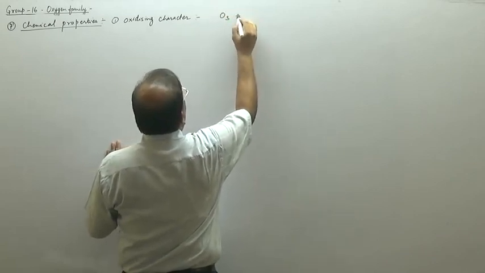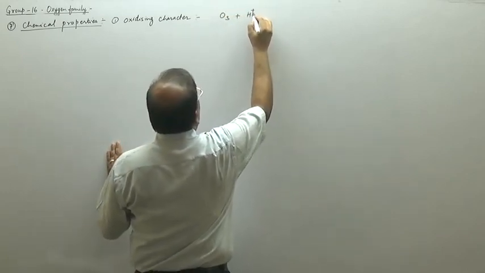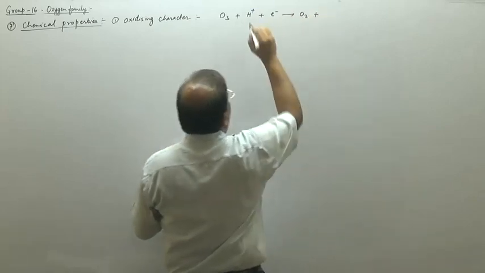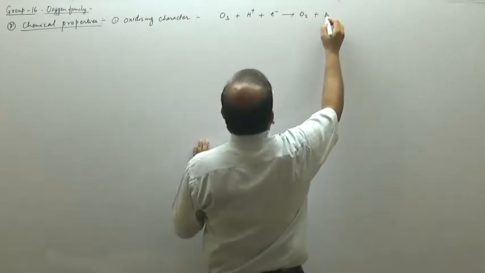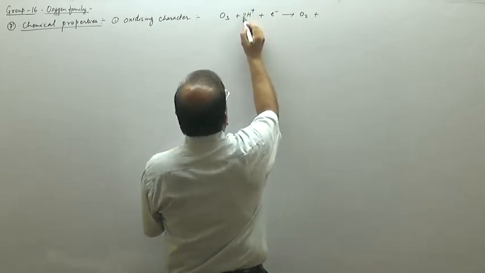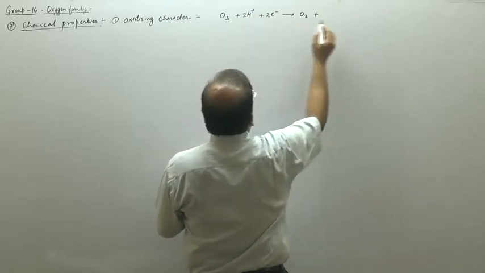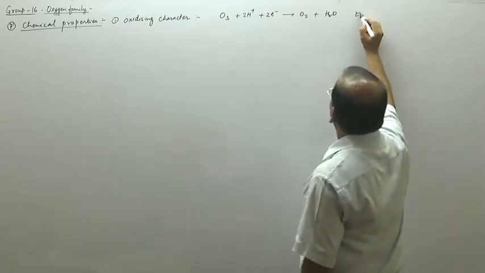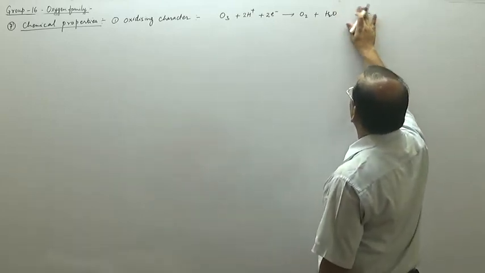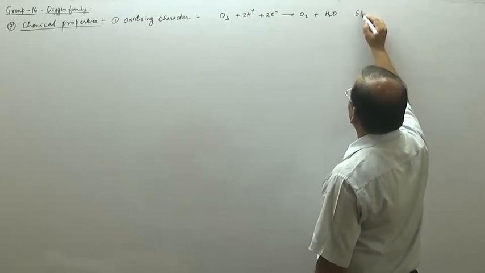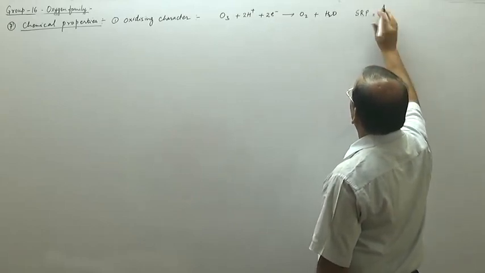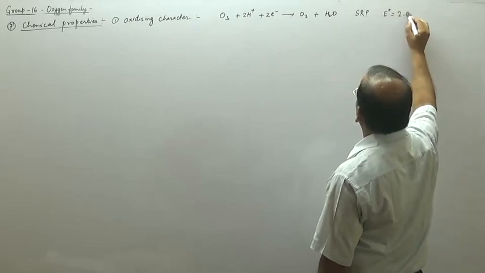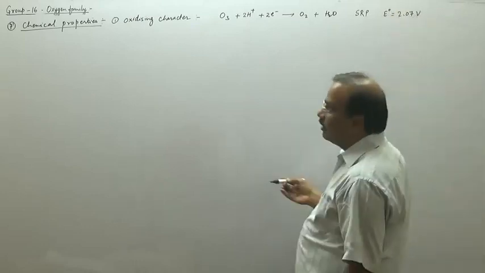So O3 when treated with acid, that is H plus plus electrons, will get converted into O2 plus H2O. We'll write twice of the electrons. So in this case the E0 value is around, I'm going to write the SRP value. The standard reduction potential value of ozone in acidic medium is around 2.07 volts.